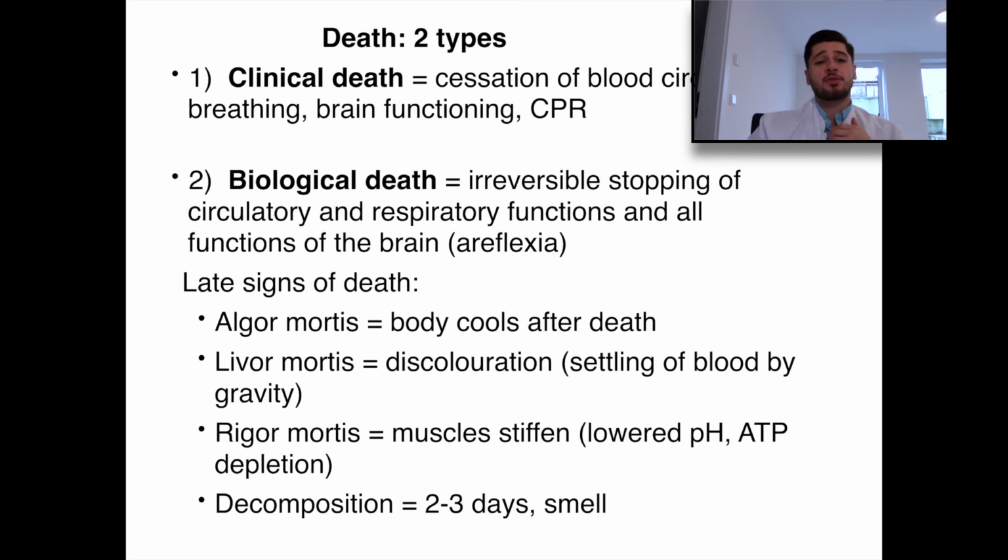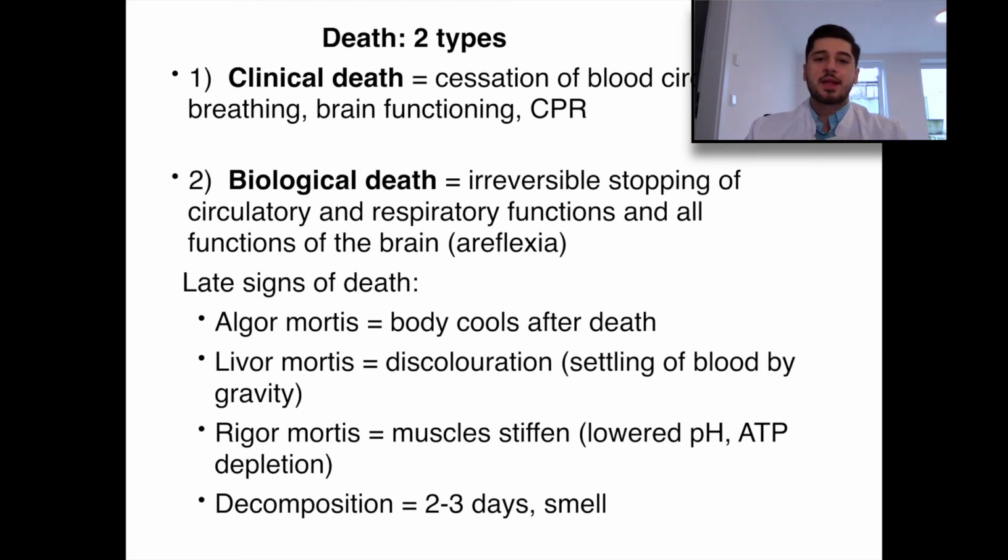And we have two types of death. The first one is the clinical death, cessation of blood circulation and breathing, brain function, and CPR. Then we have the biological death, irreversible stopping of circulatory and respiratory functions and all functions of the brain. Late signs of death, which is after the death, of course.